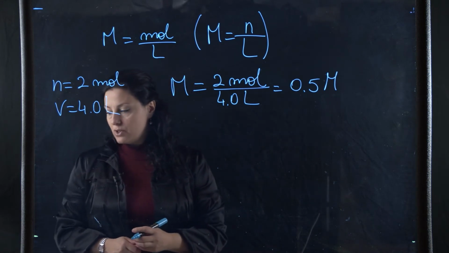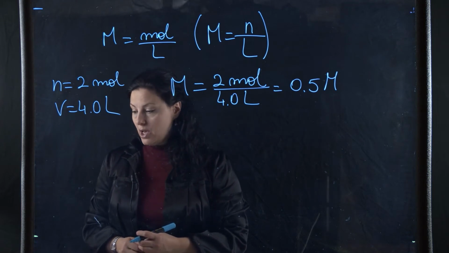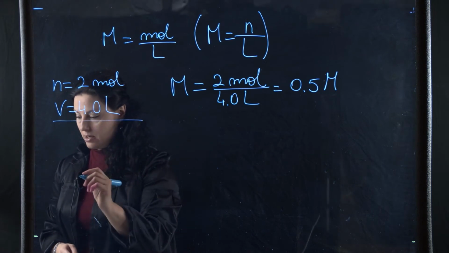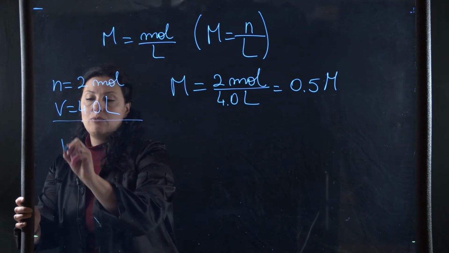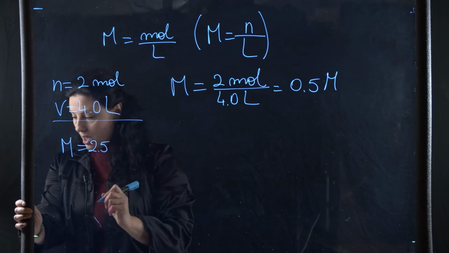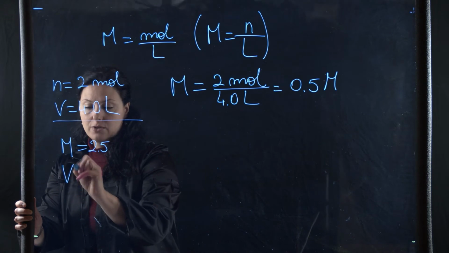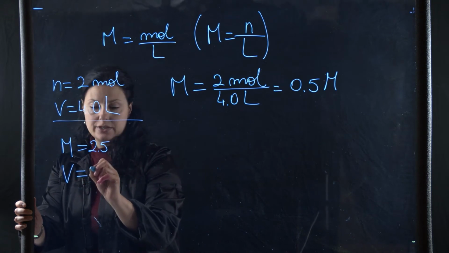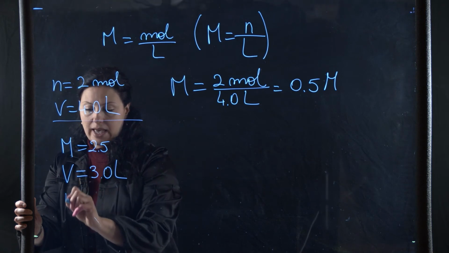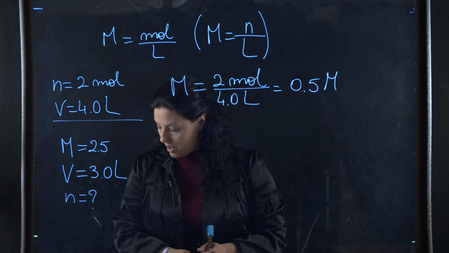How many moles of sodium chloride would I need to make a 2.5 molar solution with a total volume of 3 liters? So for this next one, my molarity, big M, is equal to 2.5, and the total volume is equal to 3 liters, and I'm asked to calculate the number of moles that I need.